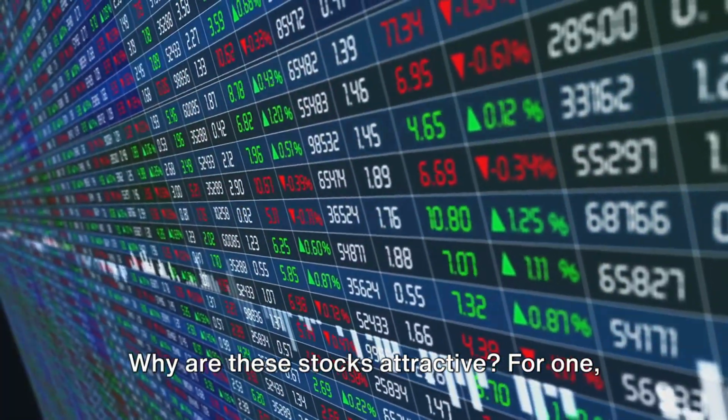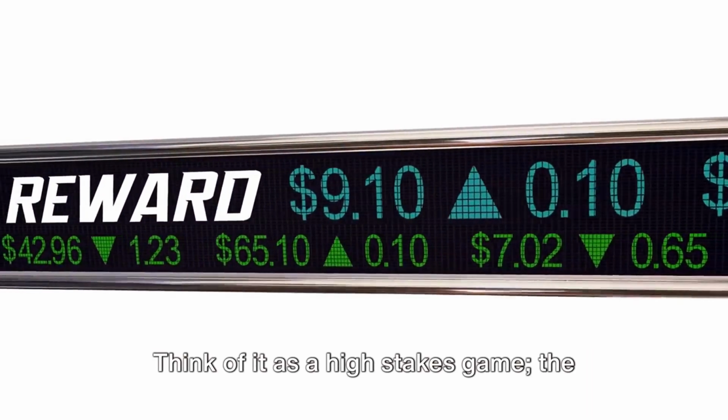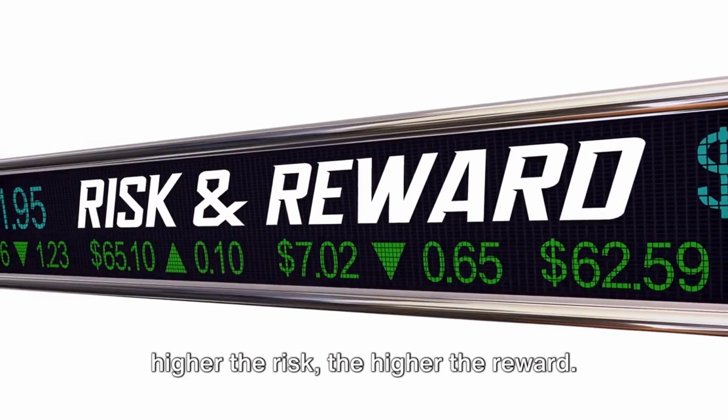Why are these stocks attractive? For one, the potential for high returns. Think of it as a high-stakes game. The higher the risk, the higher the reward.